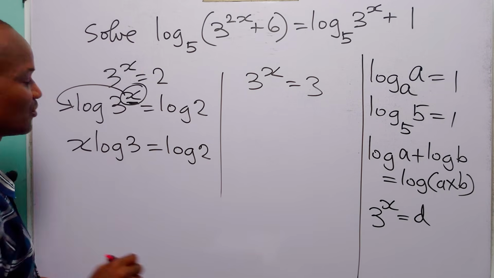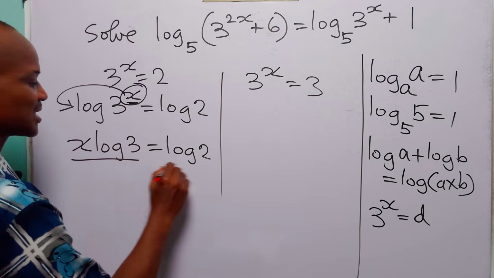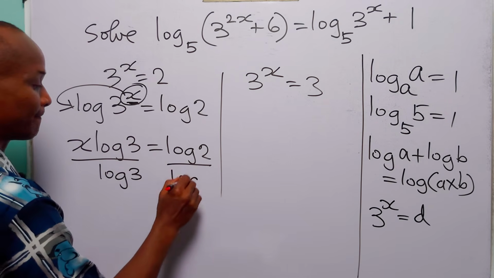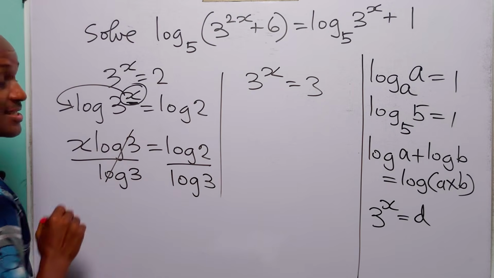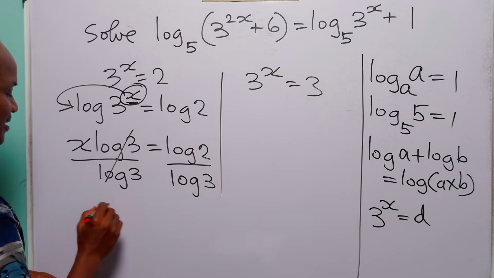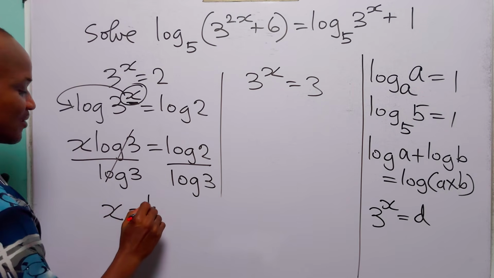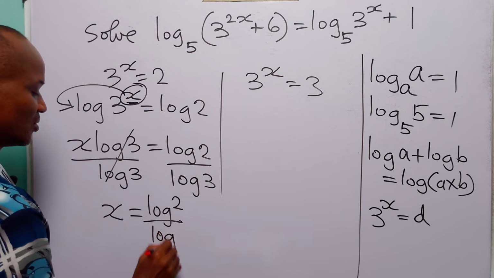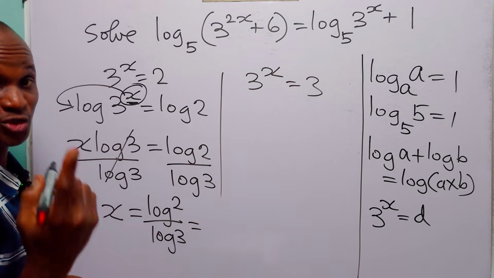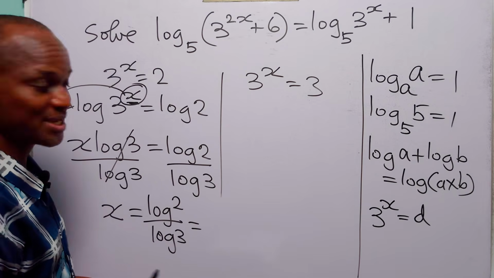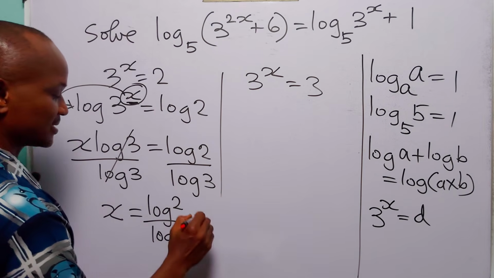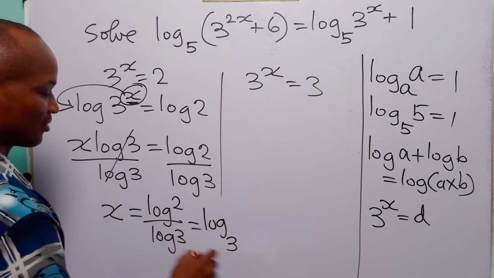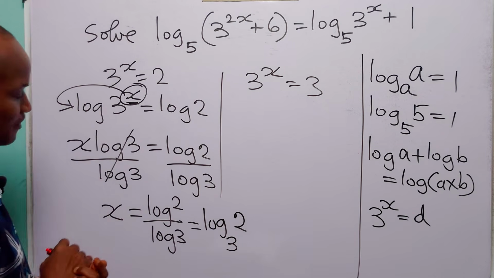And of course, the next thing we are going to do is to divide both sides of this equation by log 3. This is going to take care of that. We have that x is equal to log 2 over log 3. And of course, you know that according to the change of base formula, we can also write this as log to base 3 of 2.